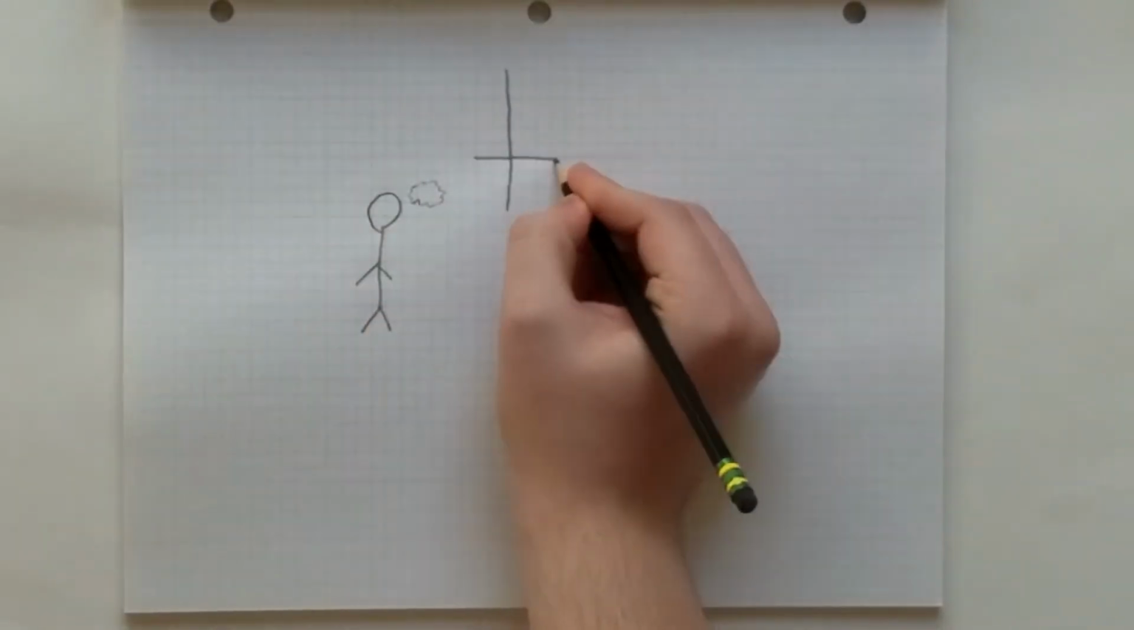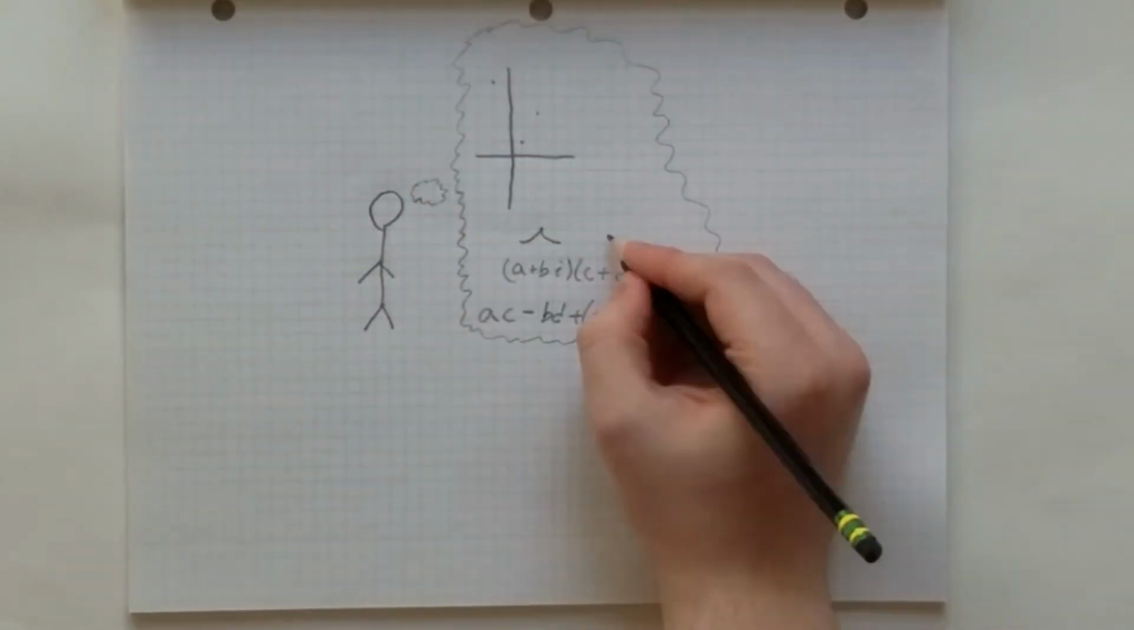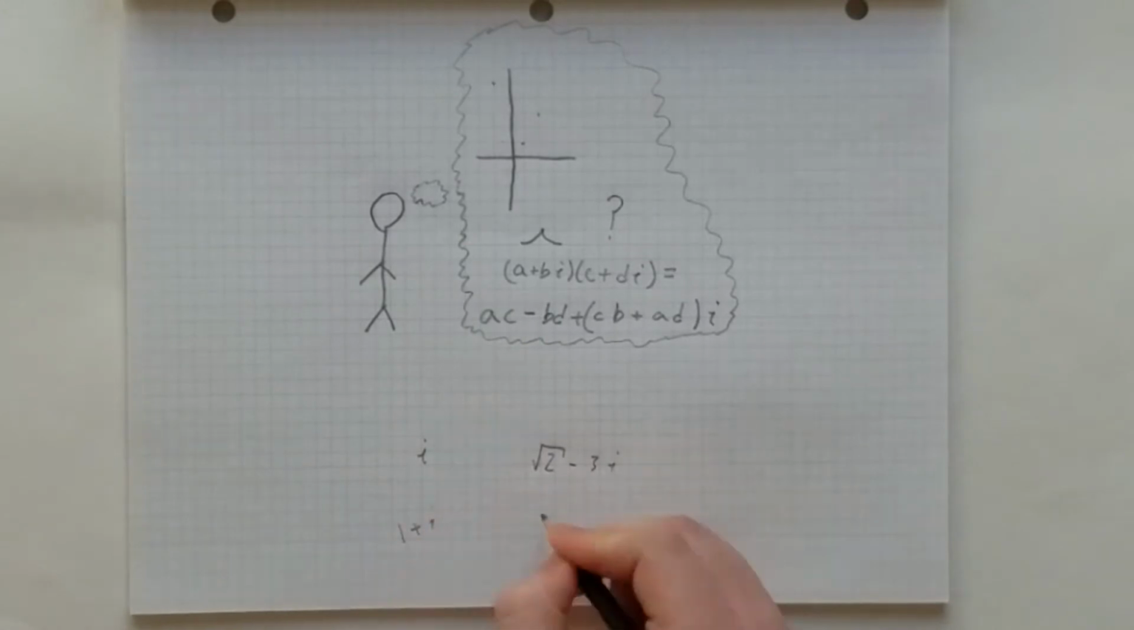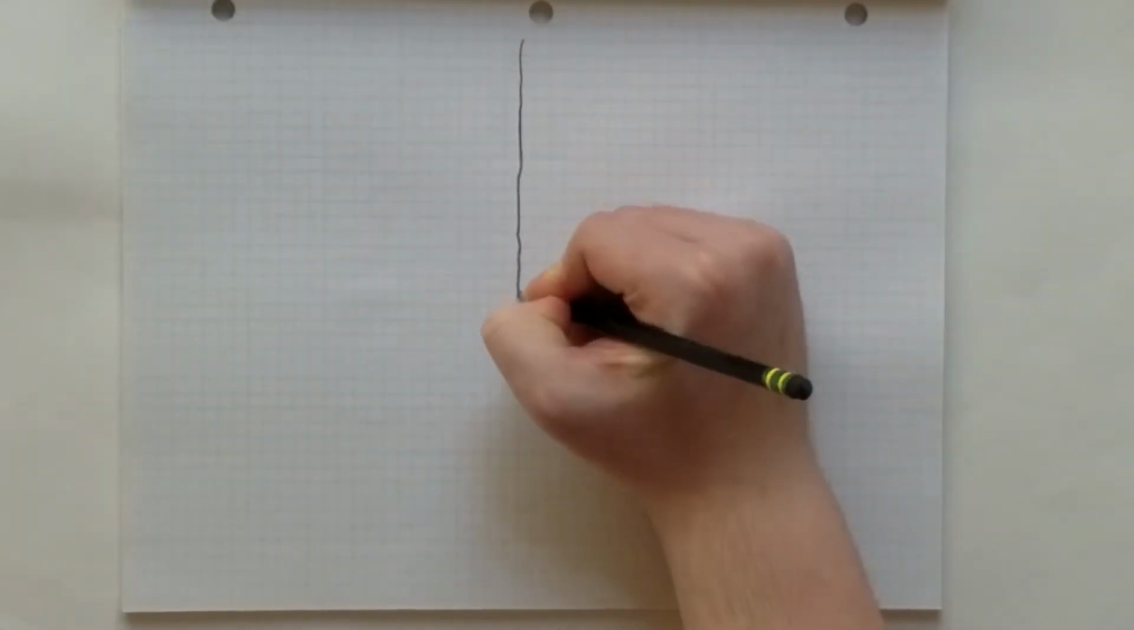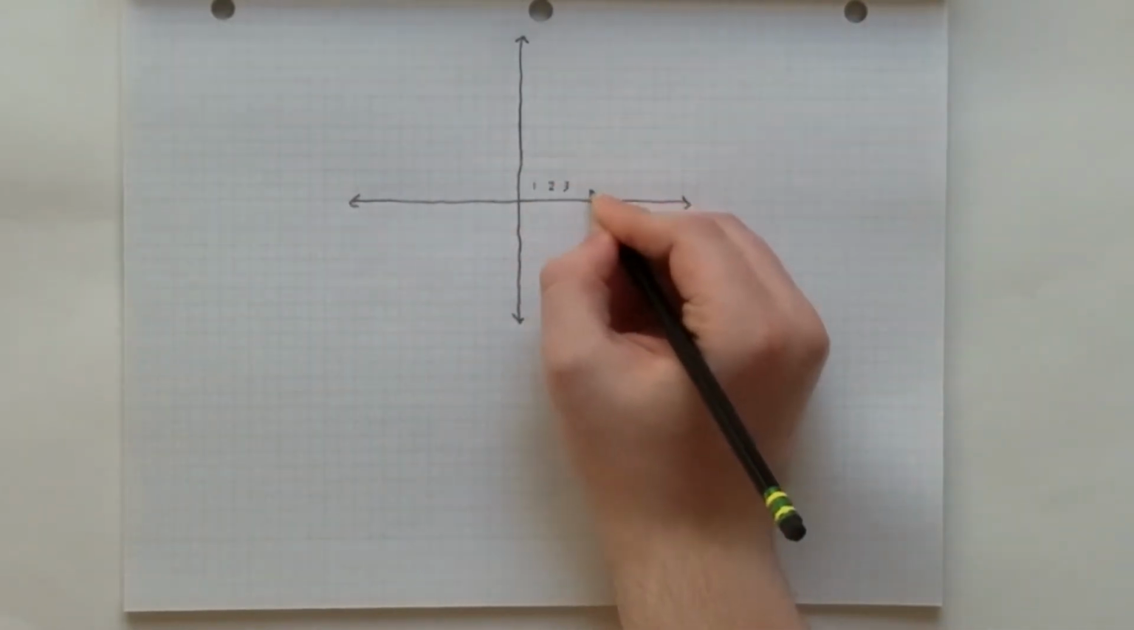So if you're like me, you've always wondered, is there any connection between complex number multiplication and the complex plane? Now before we dive into the answer, we need to give a brief explanation of where complex numbers even came from. Long ago, the only numbers that seemed useful were the natural numbers, 0, 1, 2, 3, and on.